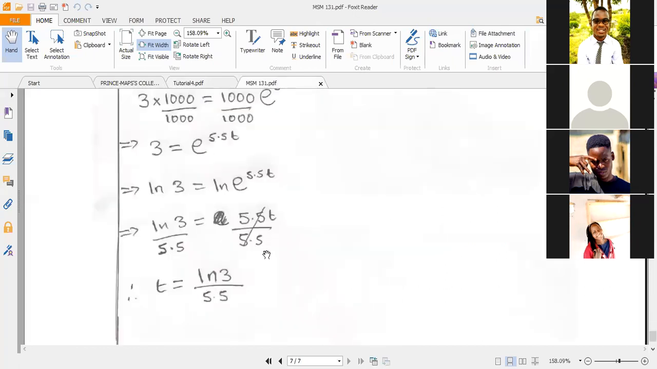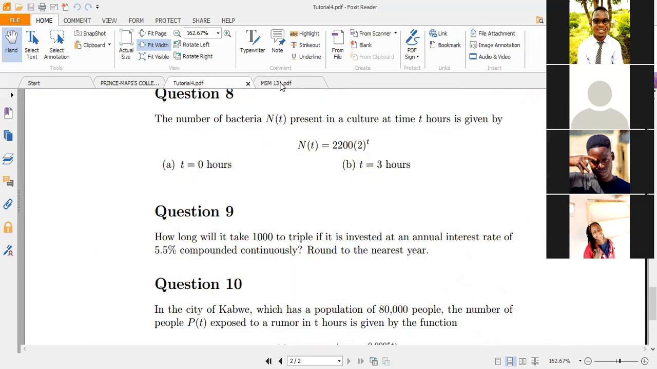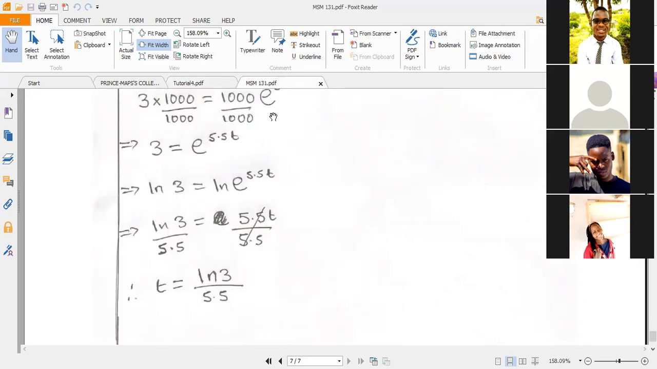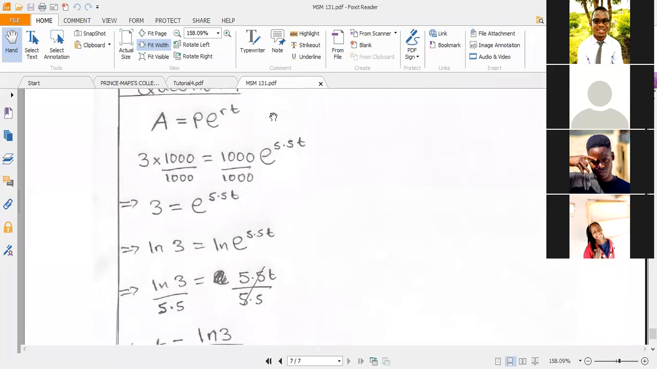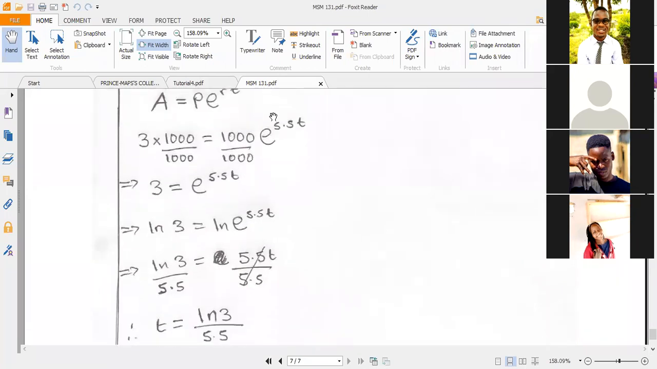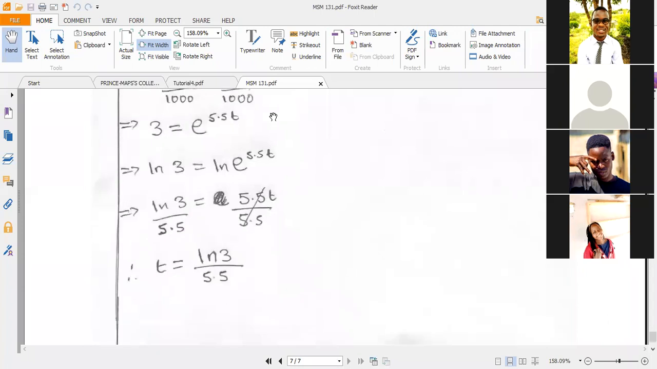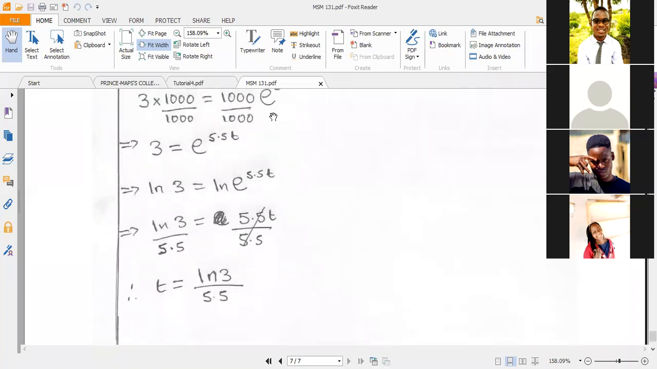But sir, it's saying 5.5%, meaning you have to convert it to a percentage, not so? It's not always, but at times, yeah. In this case, you don't have to convert anything, just use the same 5.5. All right. Sure. Any other question?